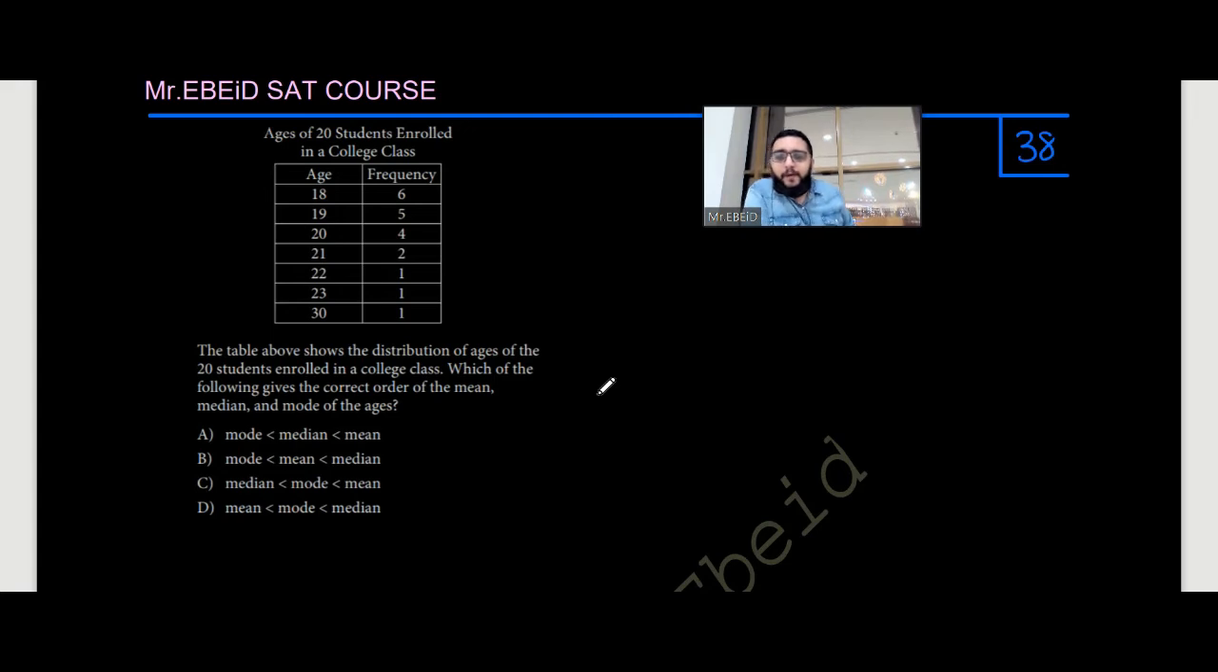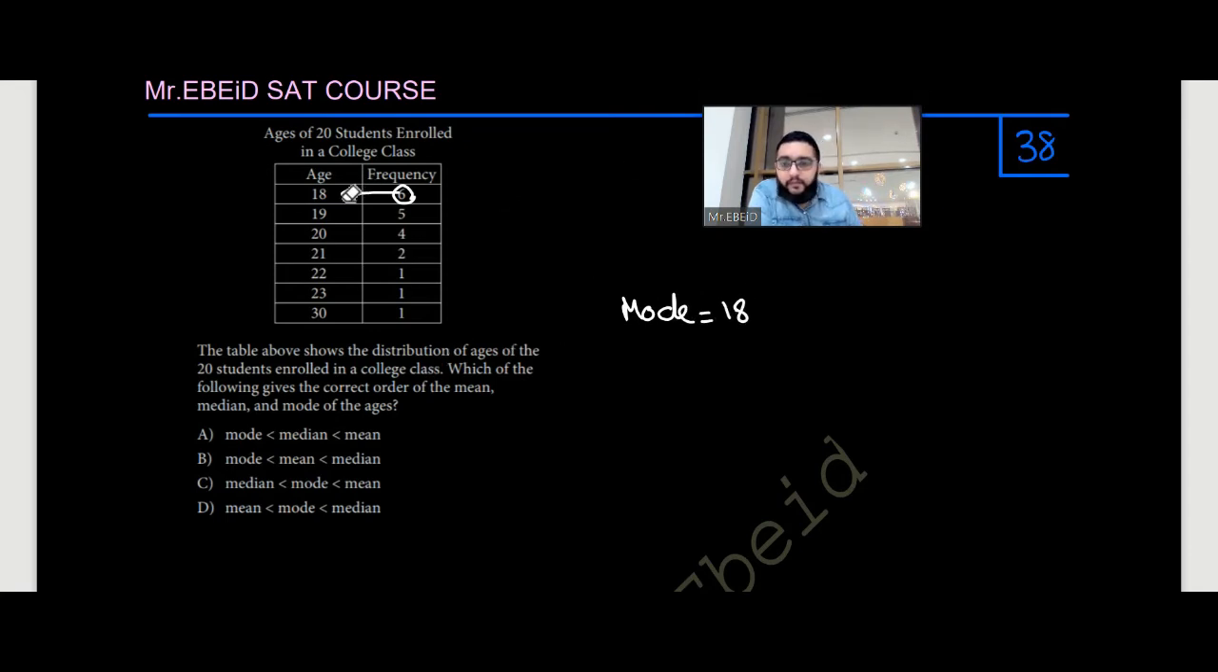Question 38. The table above shows the distribution of ages of 20 students enrolled in a college class. Which of the following gives the correct order of the mean, median, and mode of the ages? First, we have to find the mode. As you know, if you have a frequency table like that, the most common repeated number is the one with the highest frequency. So the frequency here is 6, and the equivalent value, which is 18, so the mode equals 18.